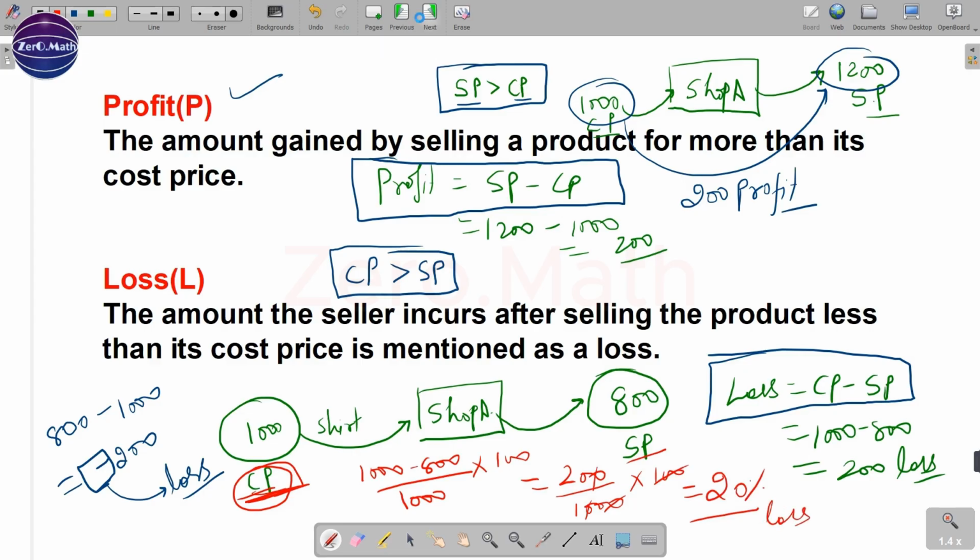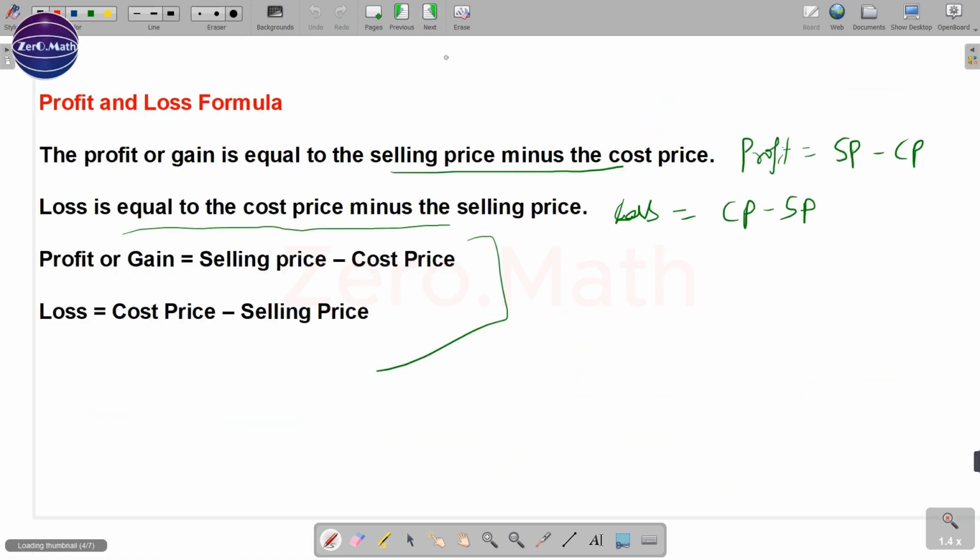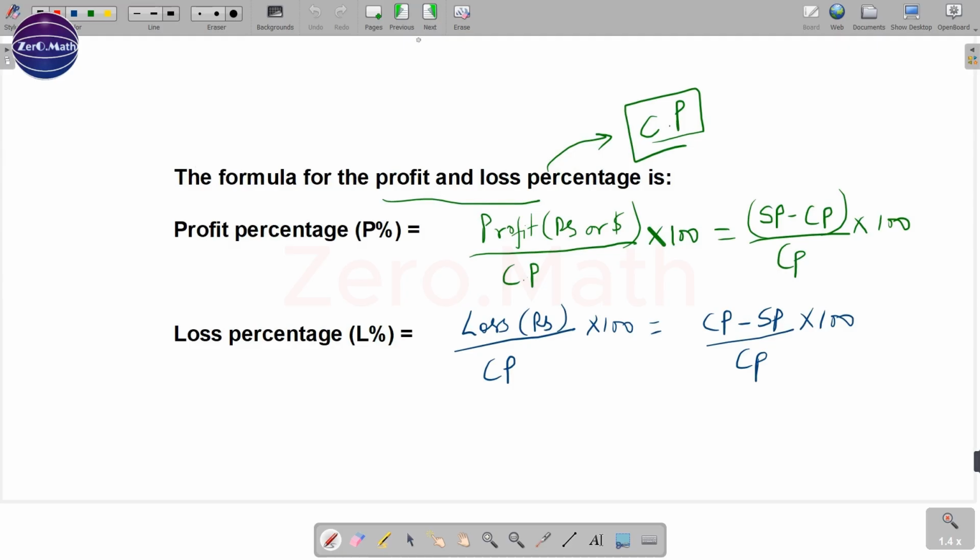So I hope you have understood how to calculate profit, loss, and their percentages. All right, now let's move ahead. If you still have any doubts about anything, you can comment in the comment box. I will definitely reply to you.